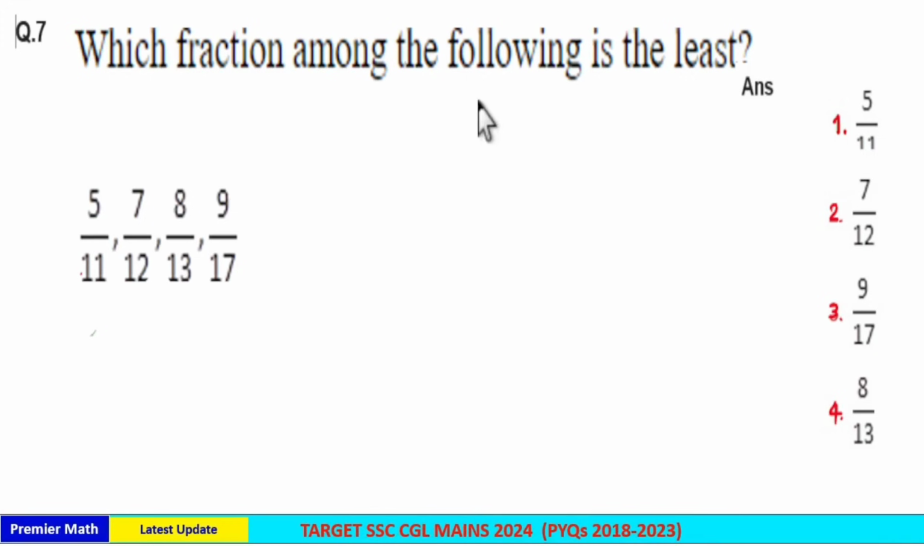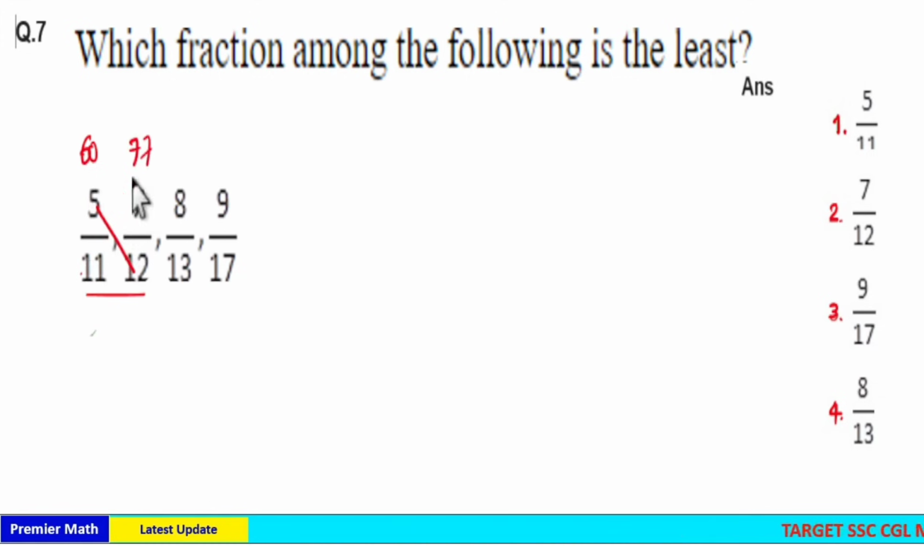Which fraction among the following is the least? Here there is a short trick to find the biggest and smallest fractions. First compare 5 by 11 and 7 by 12. Take 5 into 12, which is 60. Numerator is 5, 5 into 12 is 60, right here. Now 7 into 11. Numerator is 7. 7 into 11 is 77. Write 77 here.